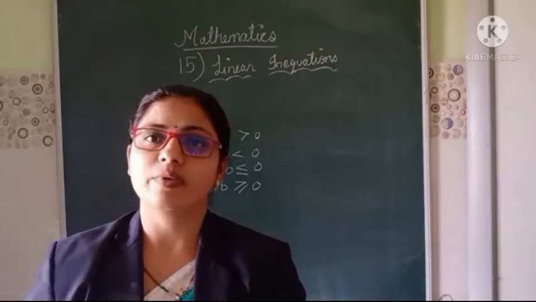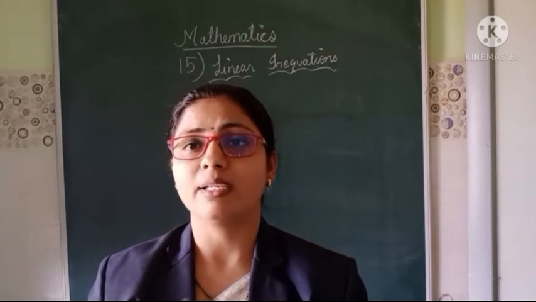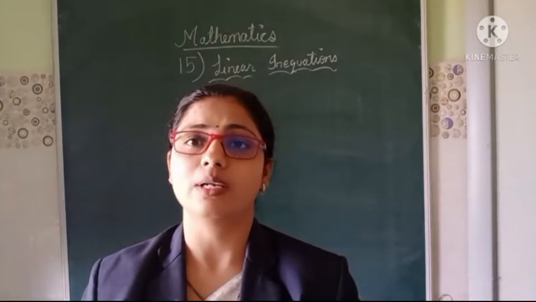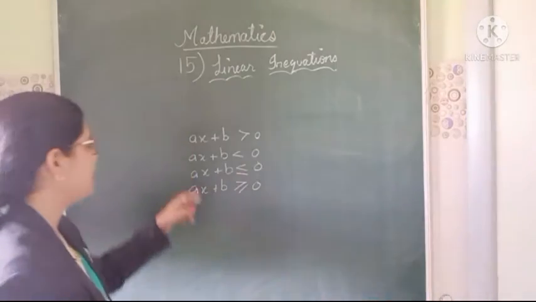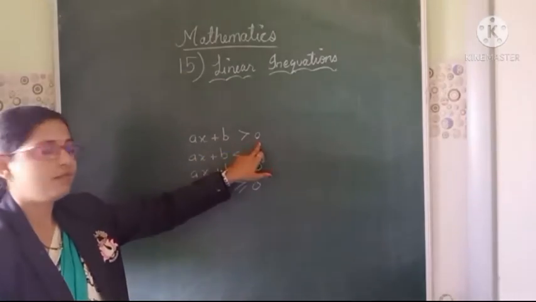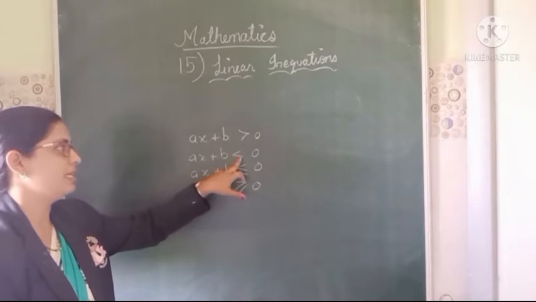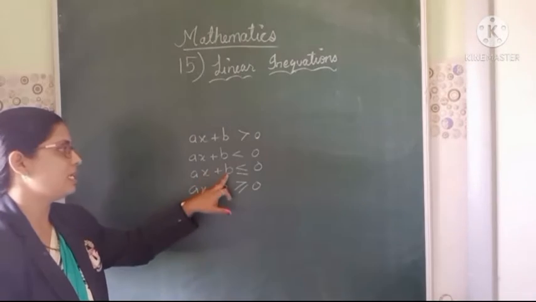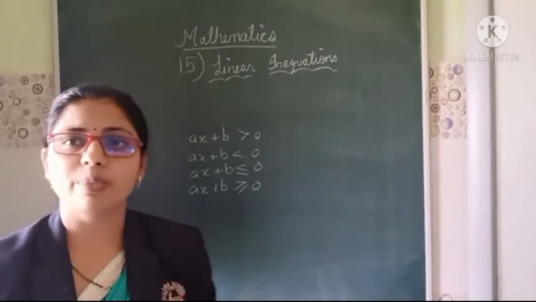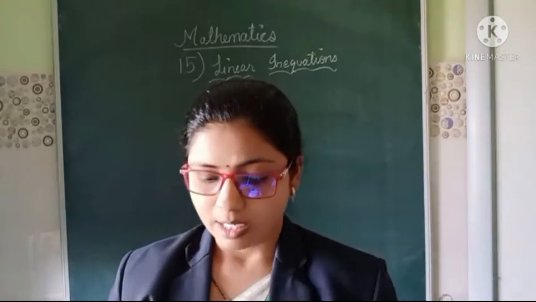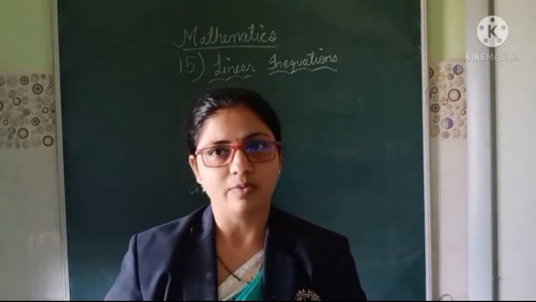So linear inequation means what? A linear inequation shows some inequality, meaning sometimes it is greater or lesser, sometimes greater than or equal to, or less than or equal to. For that we have some examples: ax + b > 0, which shows the inequality. Next, ax + b < 0, then ax + b ≤ 0, then ax + b ≥ 0. This implies the linear inequation, where always a is not equal to 0. So this is about the linear inequation.